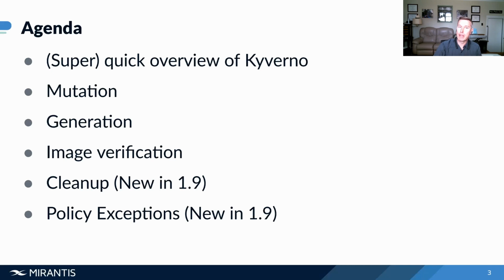So Anusha showed validation and how that works from a general perspective. Now I'll show the remainder of the capabilities and also demonstrate how each of those things works. So we'll talk about mutation, the ability to change resources. We'll talk about generation, the ability to create new resources, image verification, how you can verify image signatures and attestations, and also some of the new features in 1.9, which we just released, new cleanup policies, which allow you to actually remove resources, and policy exceptions, a separate resource that allows you to provide decoupled and general exceptions to other policies that might be installed.